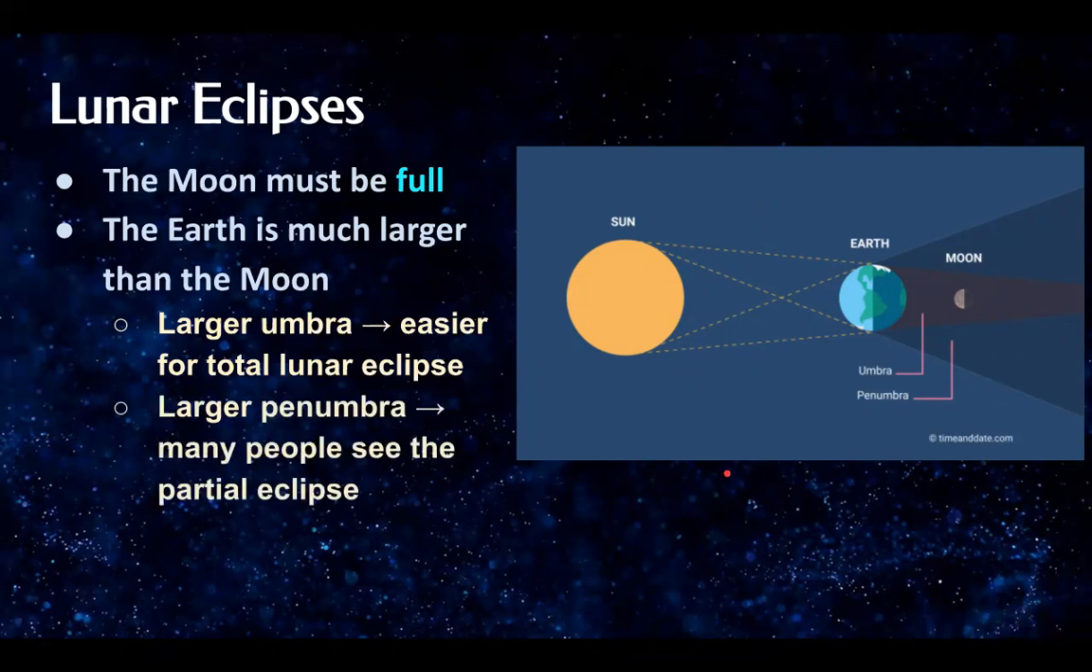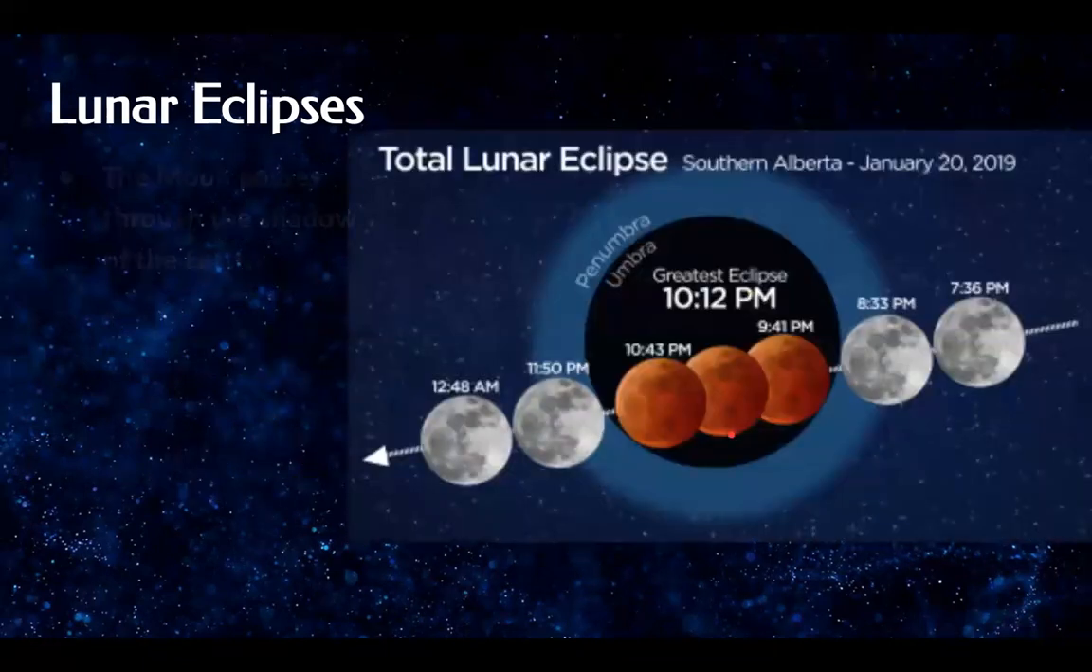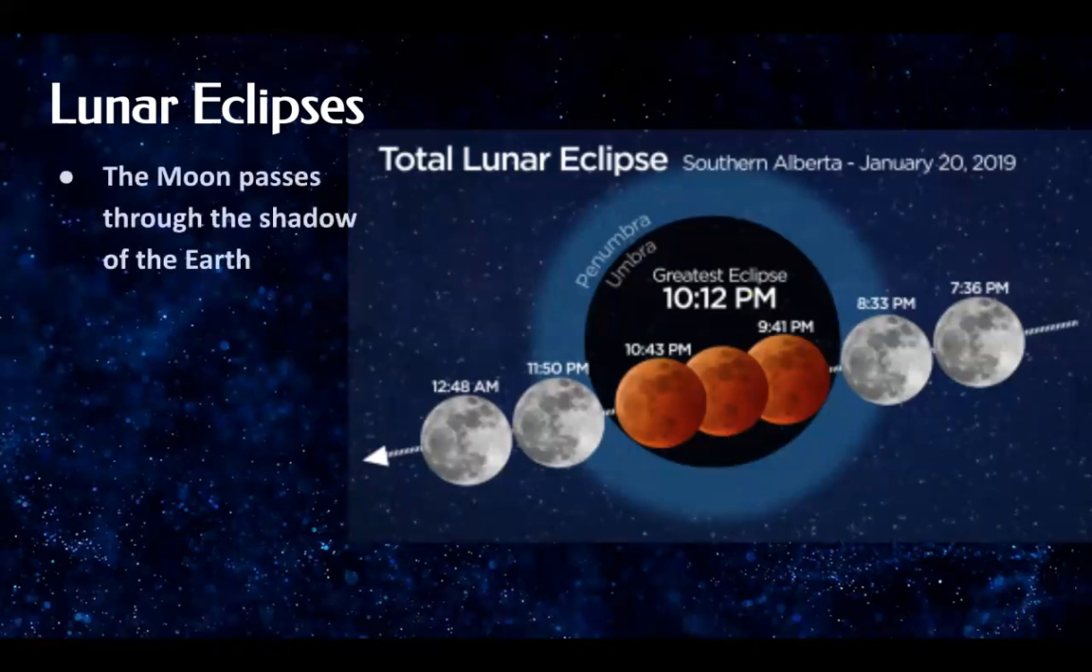It also has a larger penumbra, which means many people can see a partial eclipse. Basically, if there's going to be a lunar eclipse, not all of the Earth will see a total lunar eclipse. A lot of people will, but not everyone. Literally everybody at night will be able to see a partial lunar eclipse when it happens, which is pretty neat. So the moon passes through the shadow of the Earth. That is a lunar eclipse.